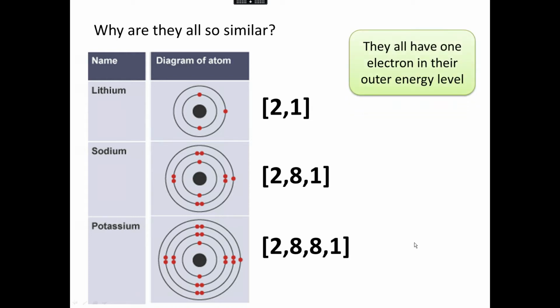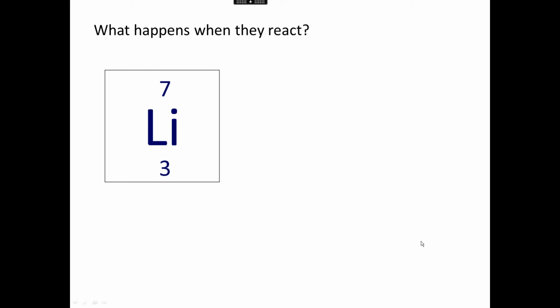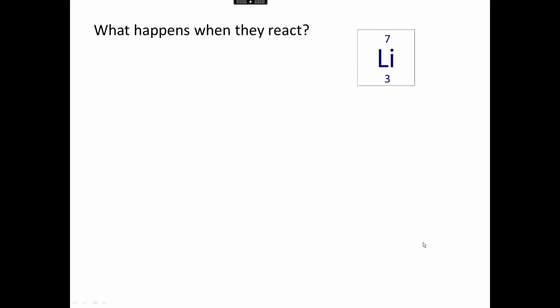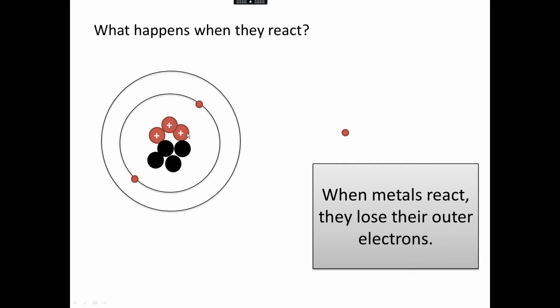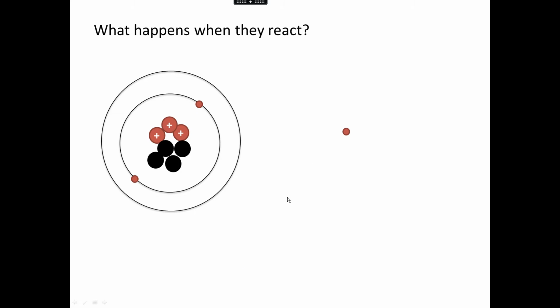But why do they get more reactive down the group? Right, well, when they react, they lose their outer electron. They have 1 electron in their outer orbit, and they lose it when they react. And if you notice that because there are 3 electrons with negative charges, there will also be 3 protons with positive charges. When it loses an electron, the protons remain in the atom, so it's lost a negative. It therefore has 3 positives, but only 2 negatives after it has reacted. So when they react, they lose their outer electron.